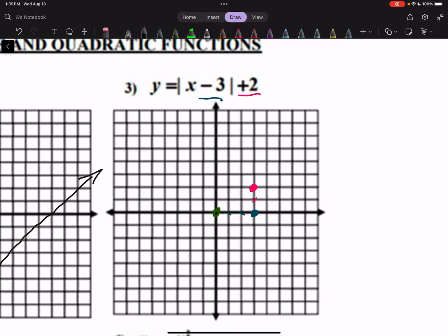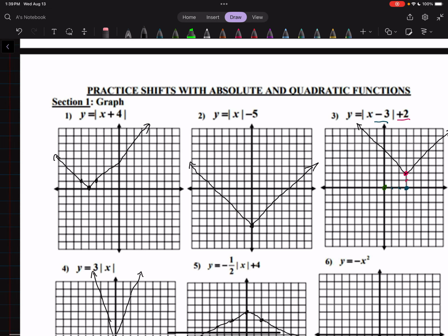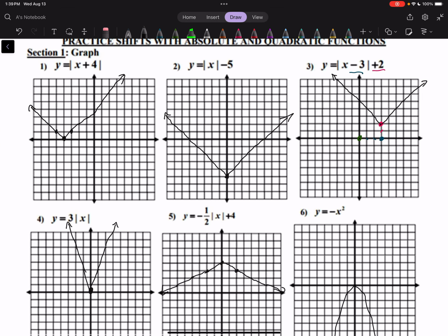I have not put a number in front of the absolute value, therefore my slope is not changing. I am just going to draw a 1-to-1 ratio, in the shape of a V, for input and output. As a reminder, the absolute value is the distance away from 0. That's why it looks like a V. Negative 3 is 3 units away from 0, and 3 is 3 units away from 0.